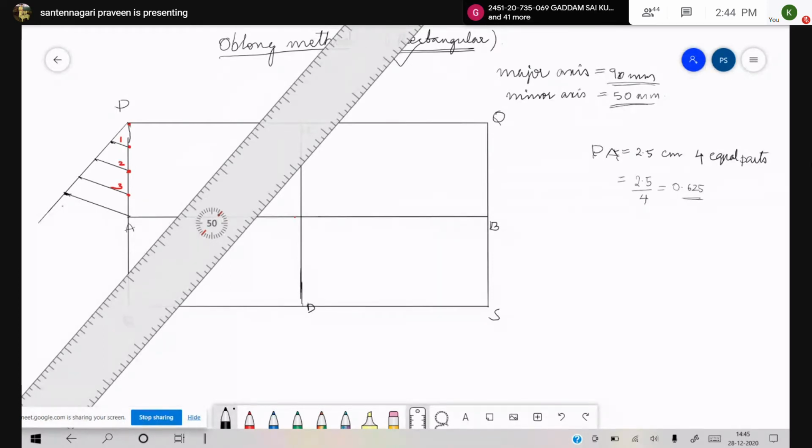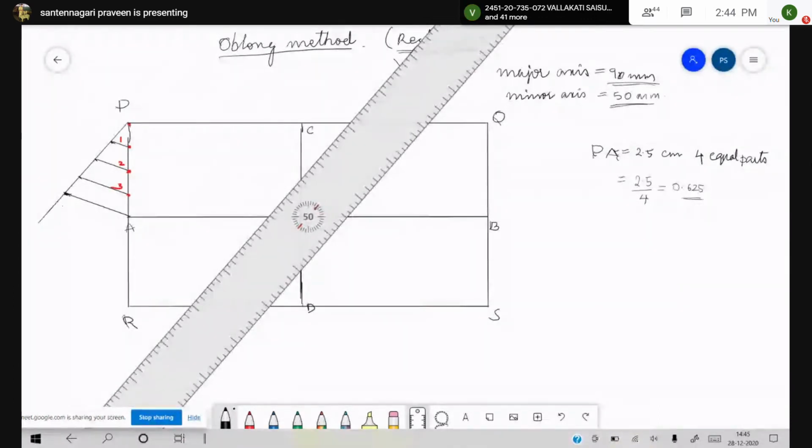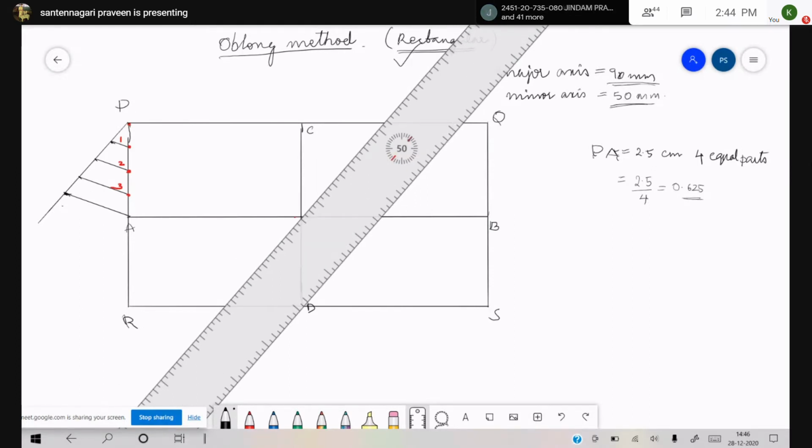Sir, can we do it from the Q side? From which side? No, for PA to be divided, you have to do it on P. The next part of your diagram, QB, also should be divided later. Then you have to draw a line from Q and divide the QB. To divide PA, you have to draw a line from P only. Similarly, RA should also be divided.